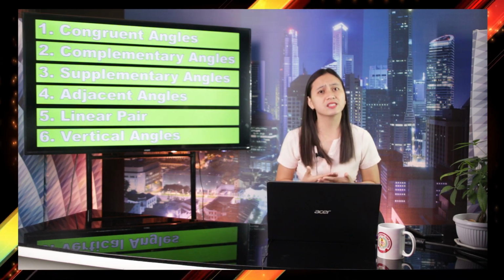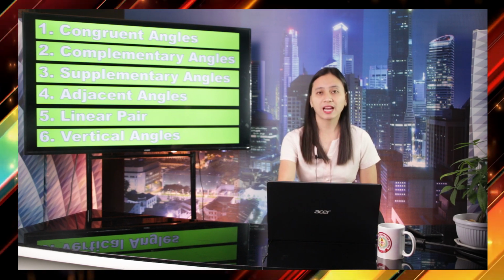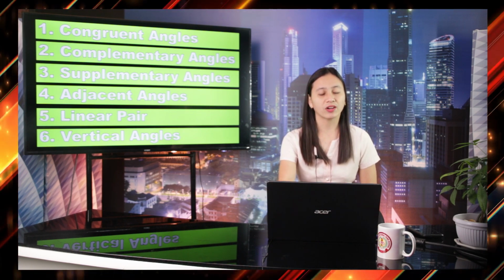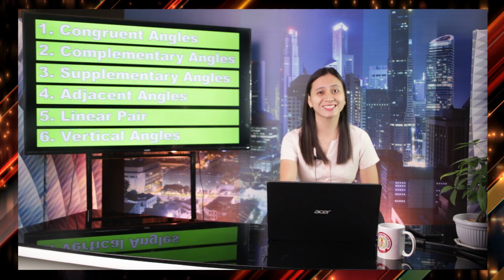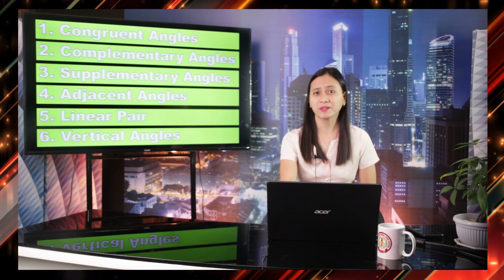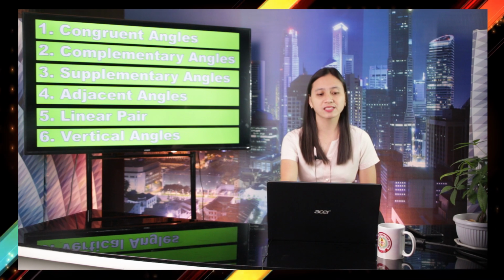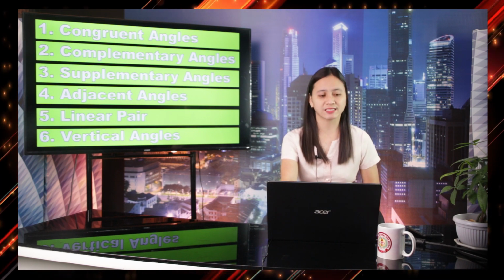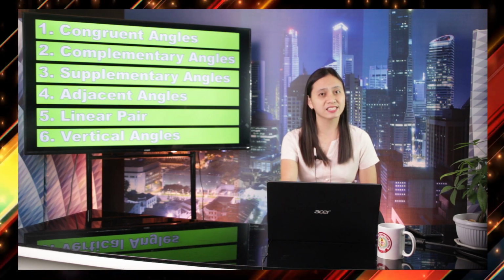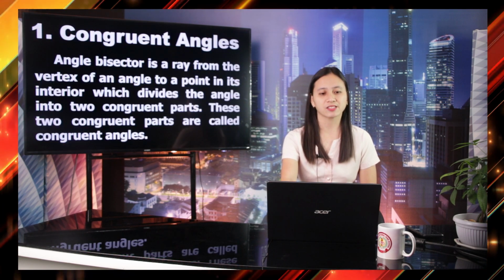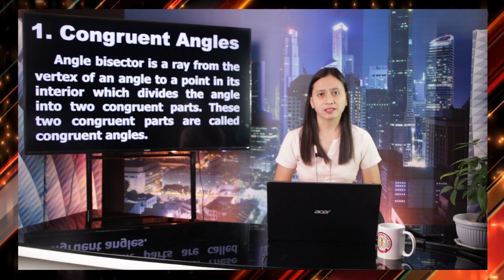So we have 6 different angle pairs. First, congruent angles. Second, complementary angles. Third, supplementary angles. Fourth, adjacent angles. Fifth, linear pair. And sixth, vertical angles. Number 1 is congruent angles.